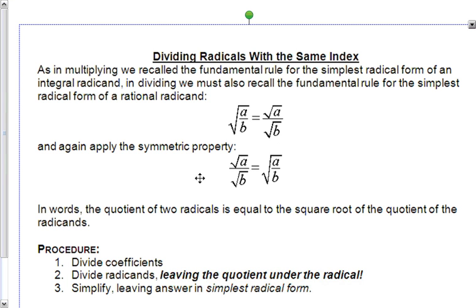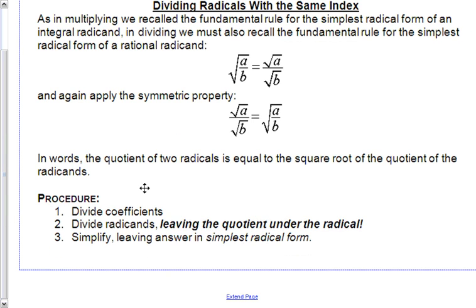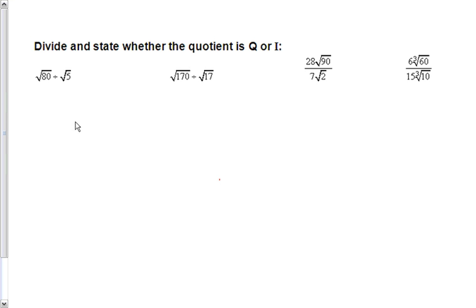One of the things we have to realize is sometimes it's going to simplify and sometimes it won't. So here's the deal. If you have two radicals and you want to divide, you first divide or reduce coefficients. After that, you divide radicands, leaving the quotient under the radical, and simplify. You can simplify first to do this type of problem, but it's up to you how you do it. So let's get started. Let's take a look at this one.